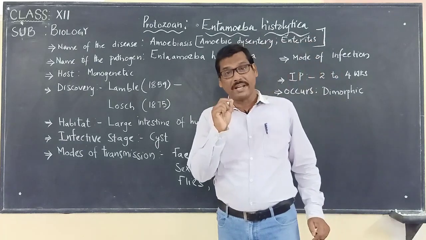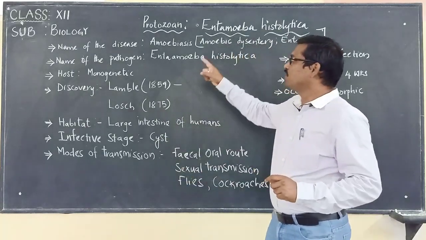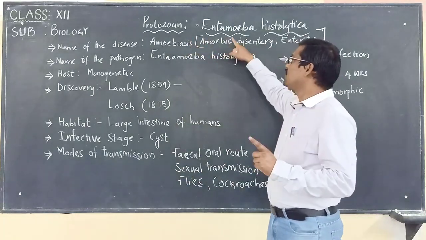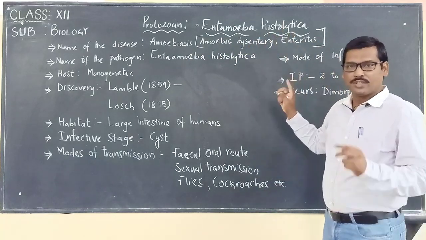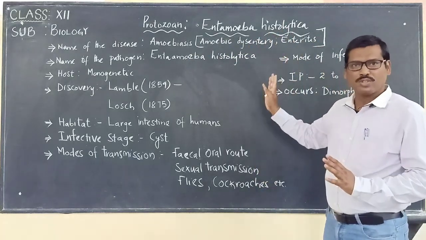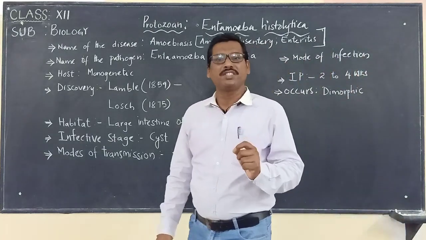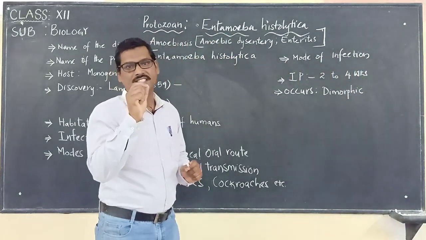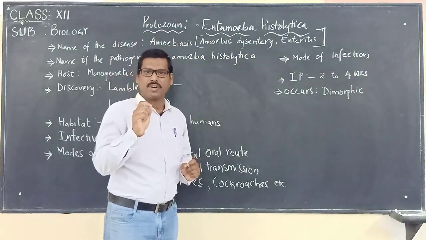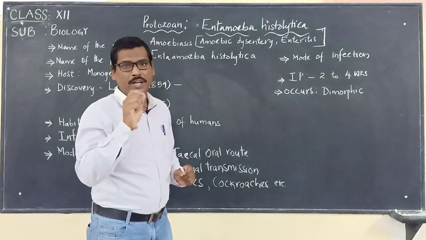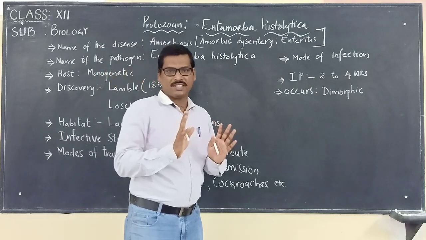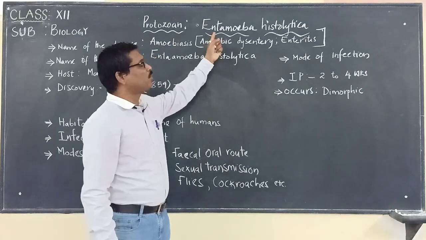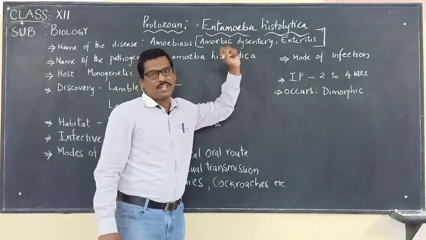responsible for causing malaria. And today we are going to discuss the next protozoan called Entamoeba histolytica. This particular protozoan is also responsible for causing a particular disease in humans. We are going to discuss that disease which is caused by this protozoan, Entamoeba histolytica.